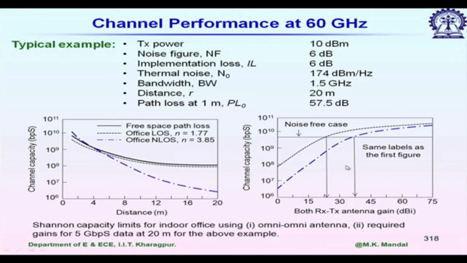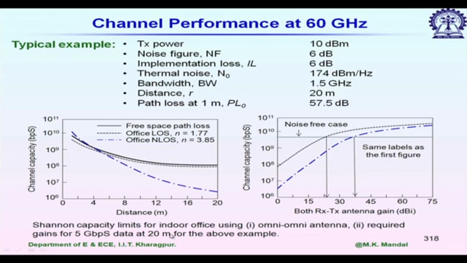Now, we are considering another scenario. Here we are plotting theoretical channel capacity versus antenna gain. What is the minimum antenna gain required to maintain a given channel capacity of 5 Gbps? So, 5 Gbps is my target. For that we need to maintain a typical SNR value, and we are considering, let us say, that the separation between the transmit and receive antenna is 20 meter.